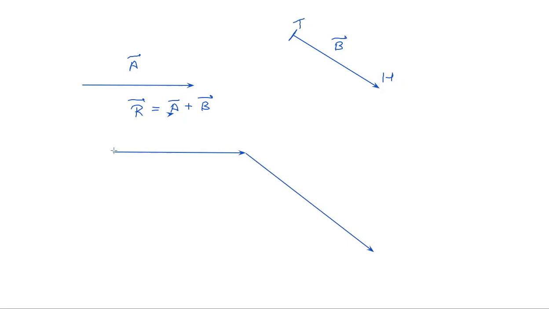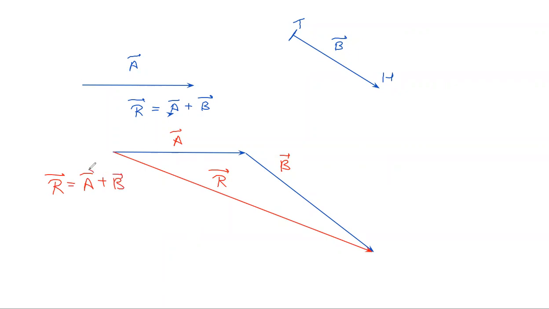So what is the resultant? The resultant goes from the tail of the first vector to the head of the second vector. So the resultant direction is in this way. The resultant direction is clear to all of you. This is vector A, this is vector B, and this is vector R. So R vector equals A vector plus B vector.